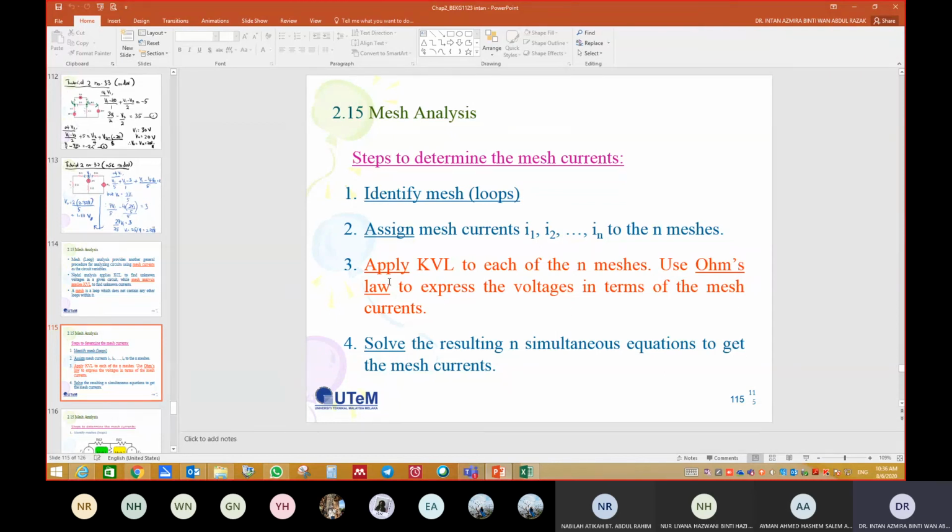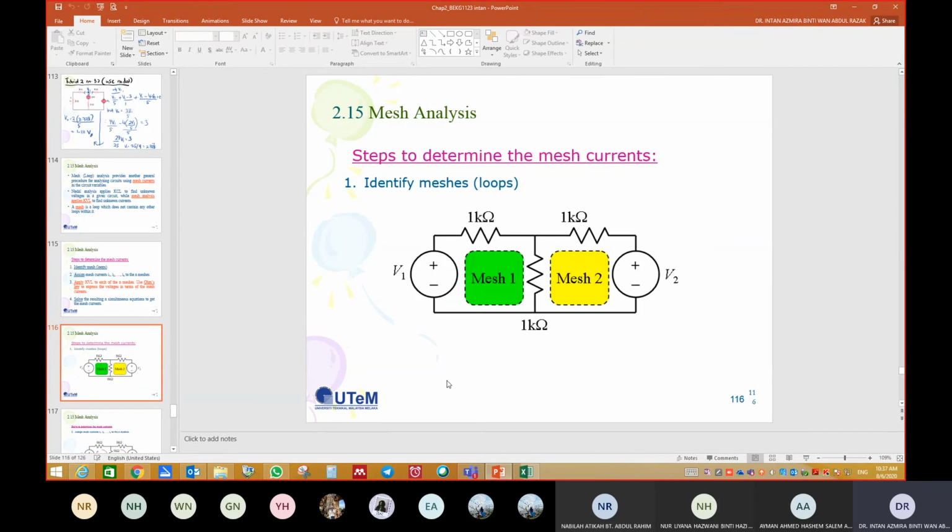Okay, so we apply KVL in each loop, and then we substitute the equation with Ohm's law. The last is to solve the resulting simultaneous equations to get the mesh currents.